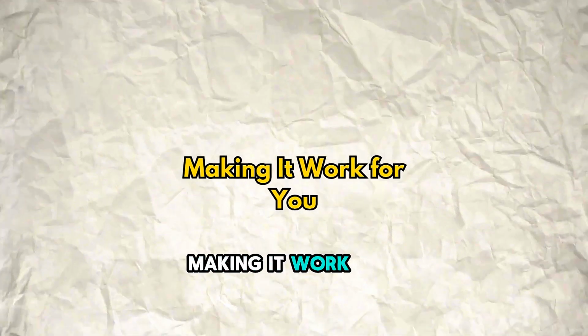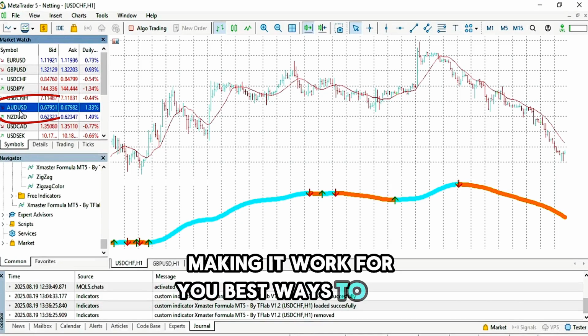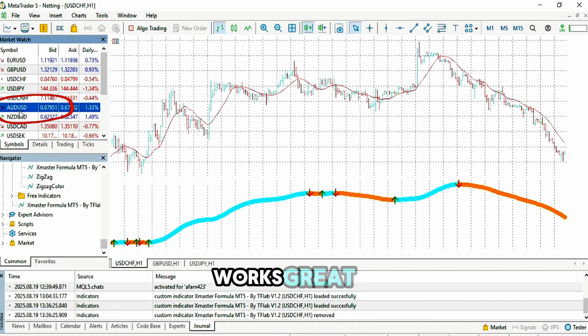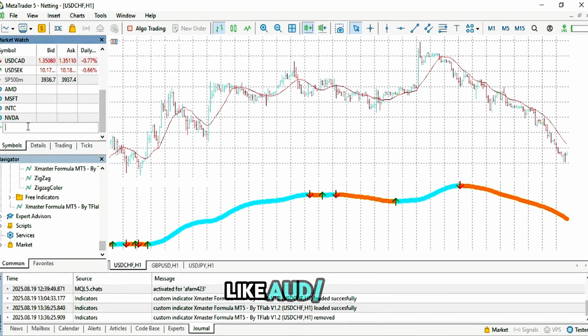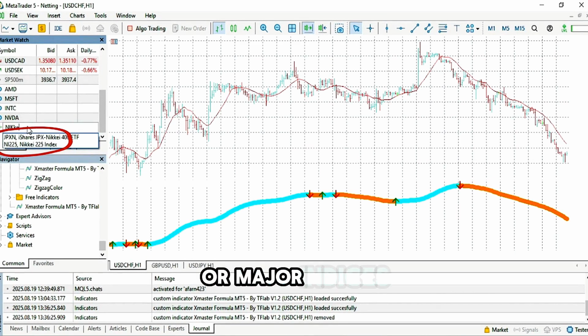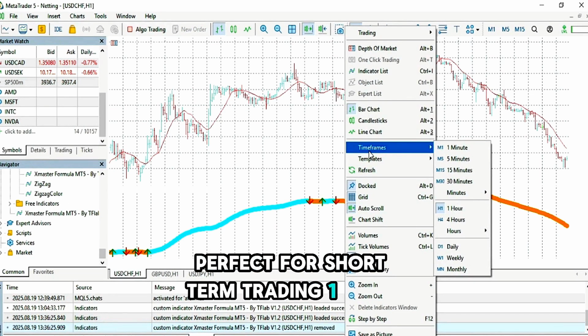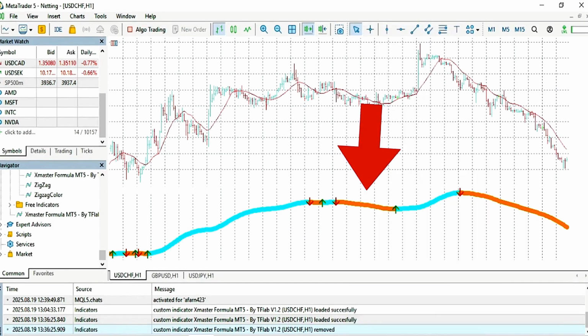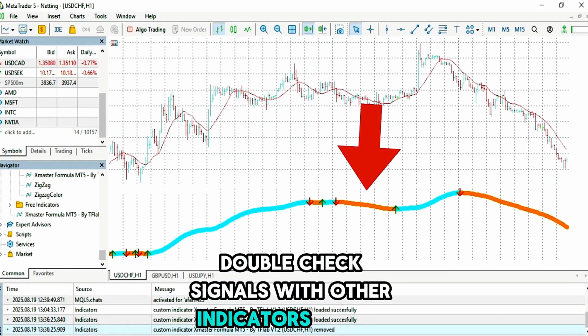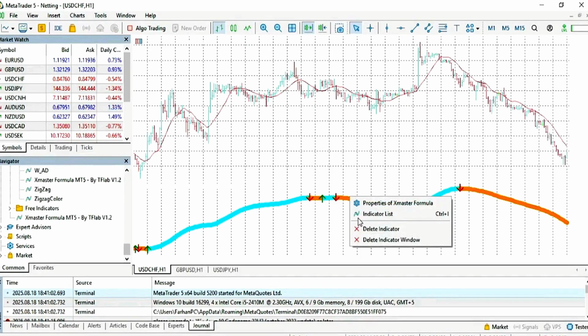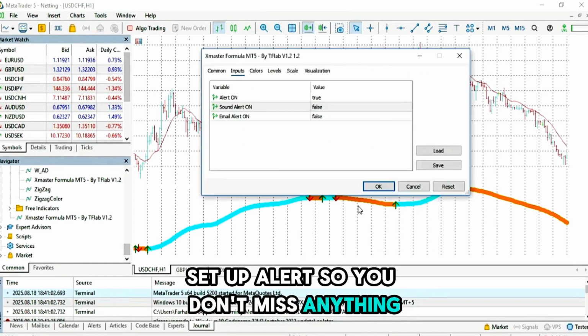Making it work for you. Best ways to use it. Works great on fast-moving currency pairs like Australian dollar to US dollar or major indices like Nikkei. Perfect for short-term trading, 1 to 15 minutes. Double-check signals with other indicators like RSI. Set up alerts so you don't miss anything.